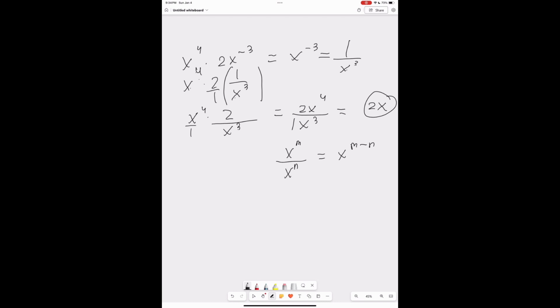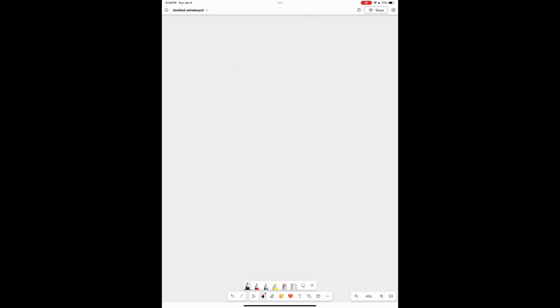Okay? Let's try another one. If we have 4r to the negative 3 times 2r squared, first of all, I'm going to apply the negative exponent property. So it's going to be 4 times 1 over r cubed, times 2r squared. Now I'm going to multiply. 4 times 1 is going to be 4 divided by r cubed times 2r squared over 1.